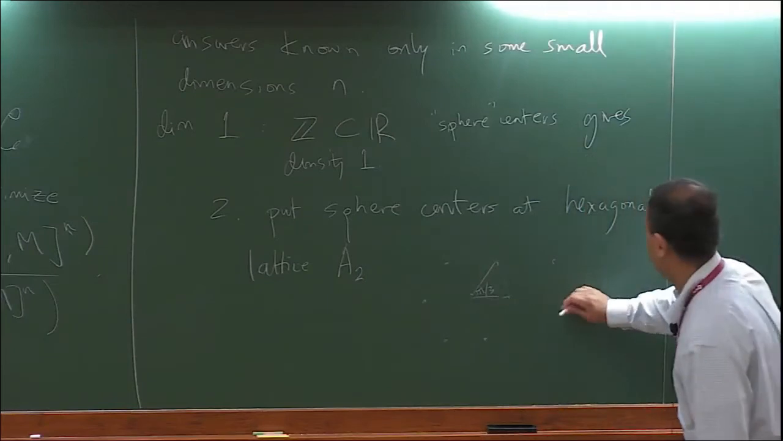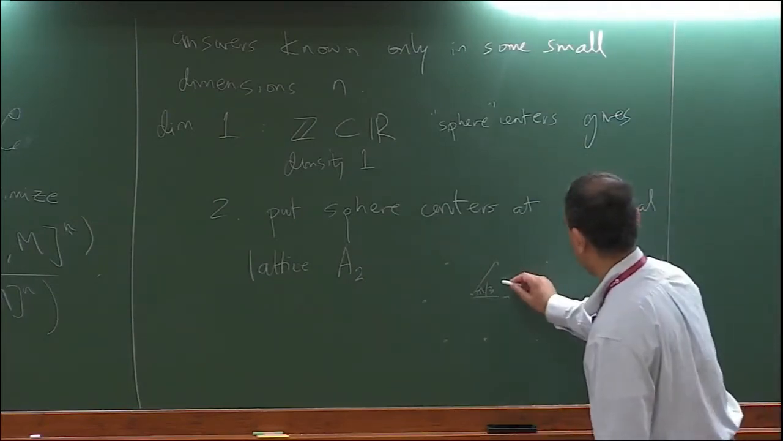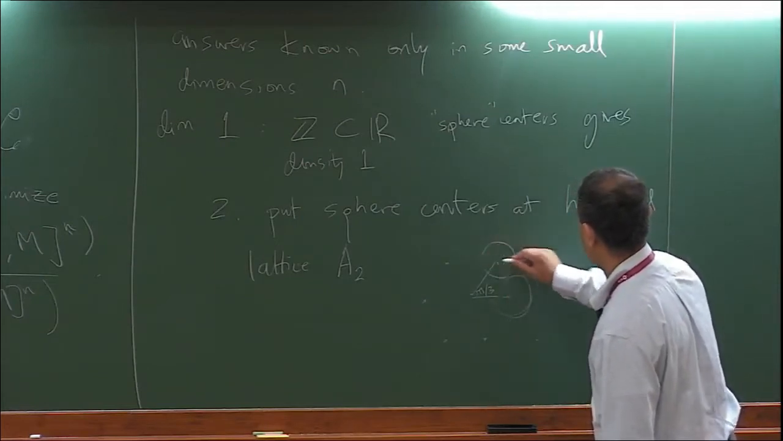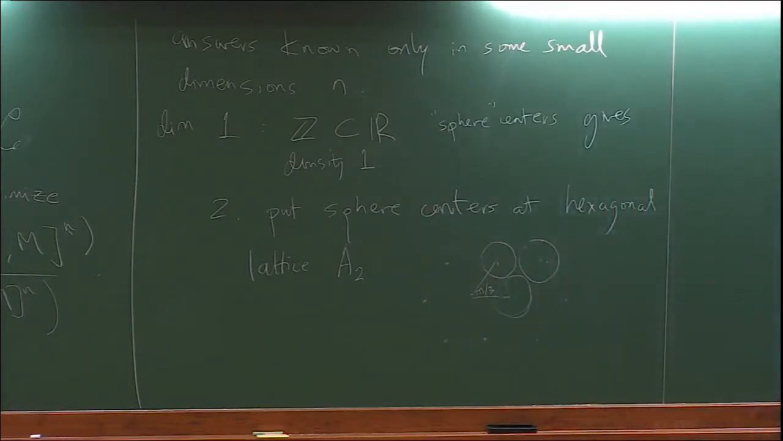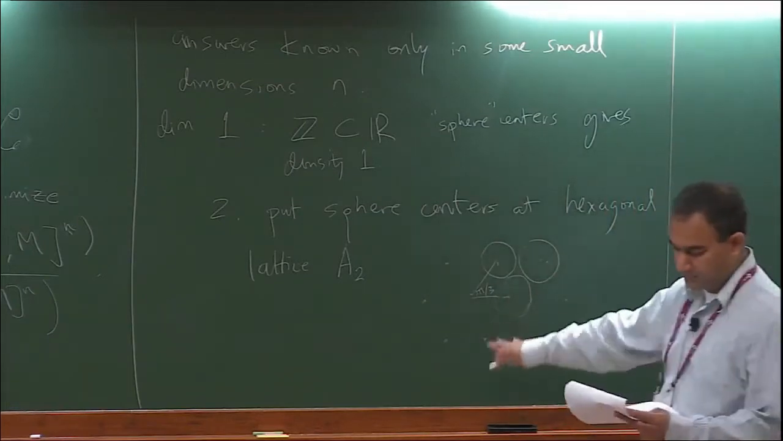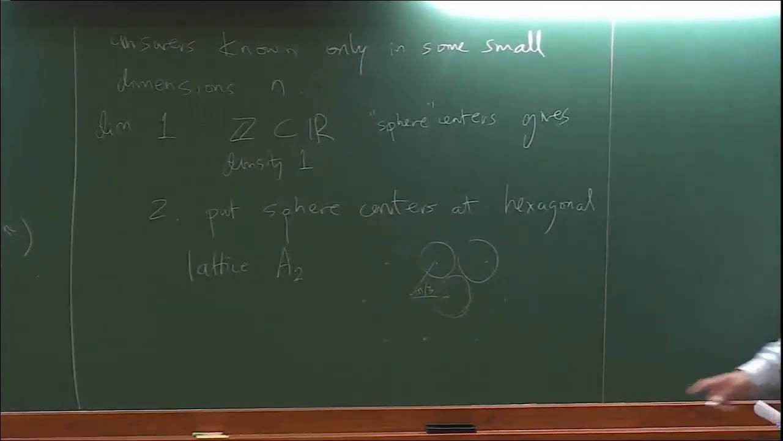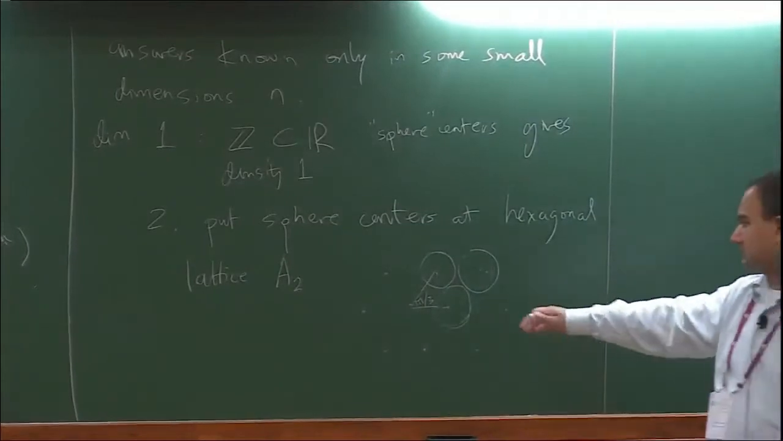You put the sphere centers there, and you make the radii what they need to be in order to touch, etc. And that's the densest that you can do. But to prove this is already a little bit of work. It's not so hard. I'm not going to actually sit down and prove this, but it's half a page.